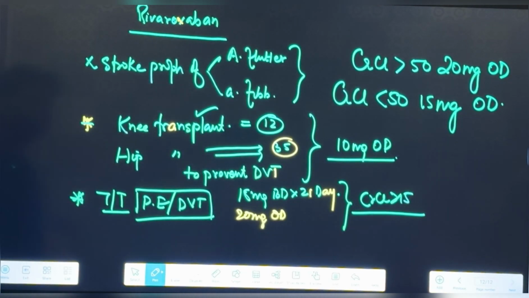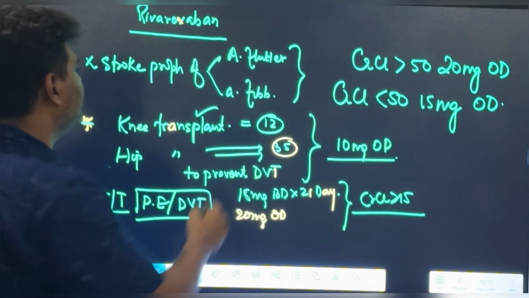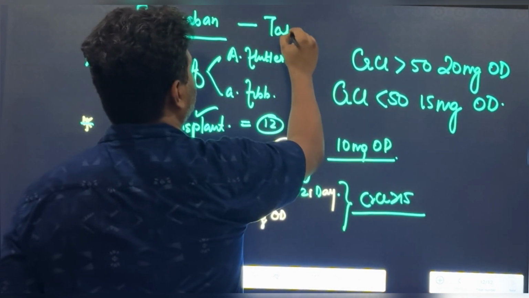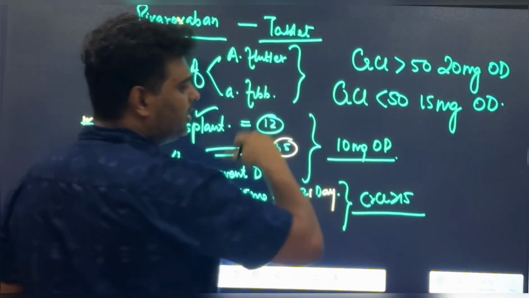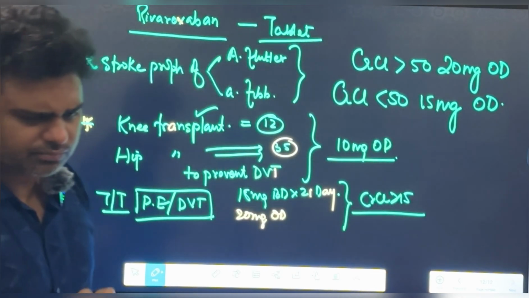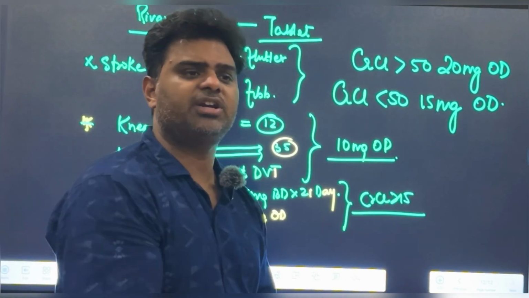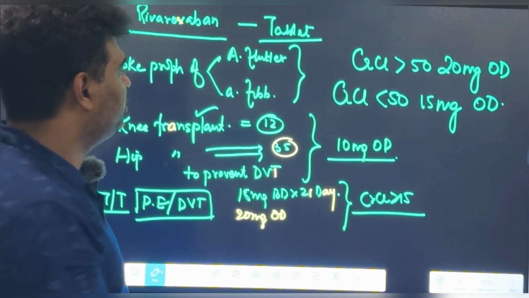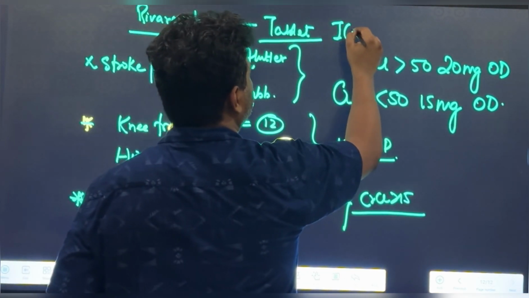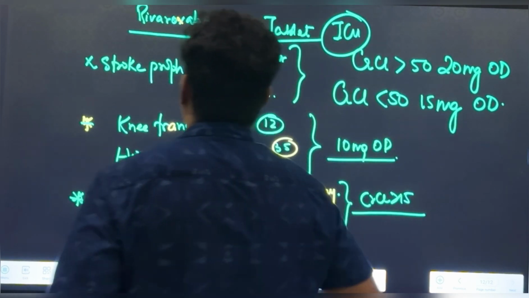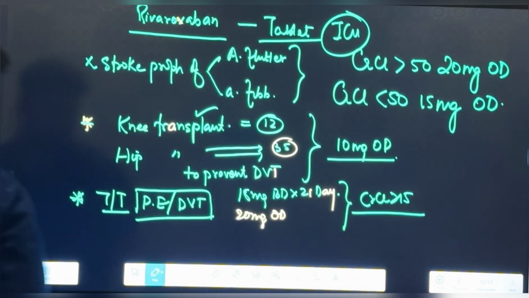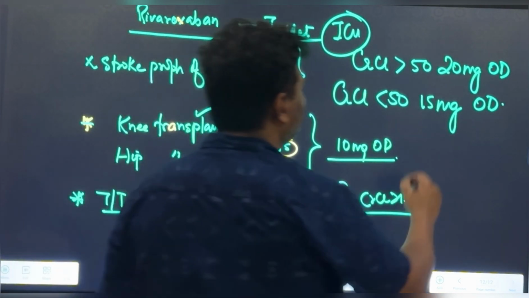So that was rivaroxaban. One important point: rivaroxaban comes in tablet form, so it can be chewed, swallowed, or crushed and given through the Ryle's tube. So it can be very well used in the ICU. This is a very important point regarding rivaroxaban. And the third drug was warfarin.